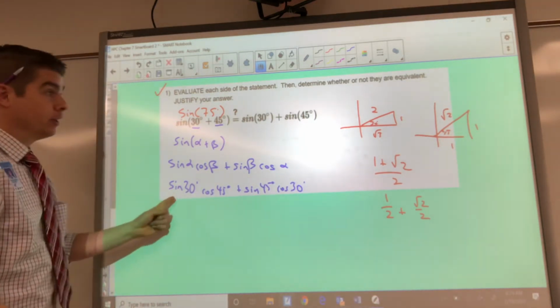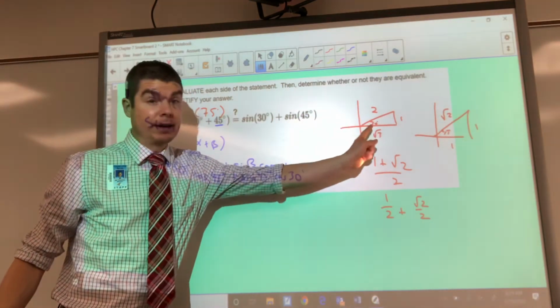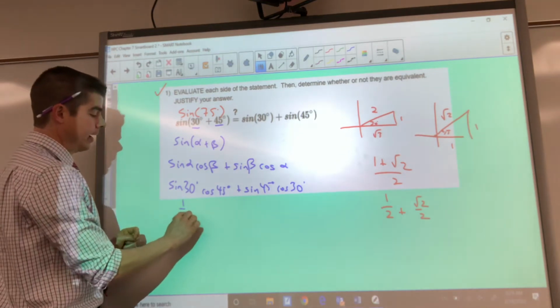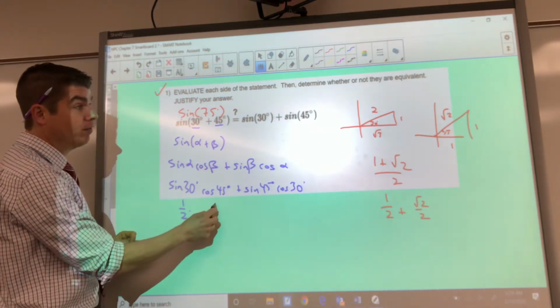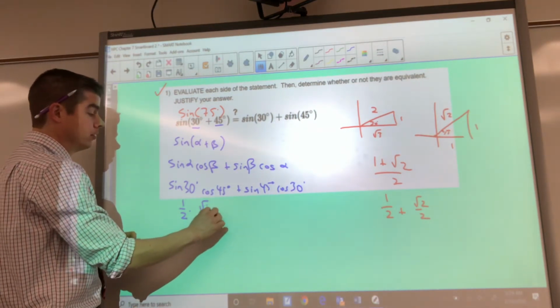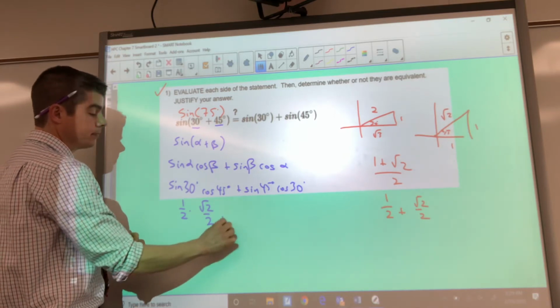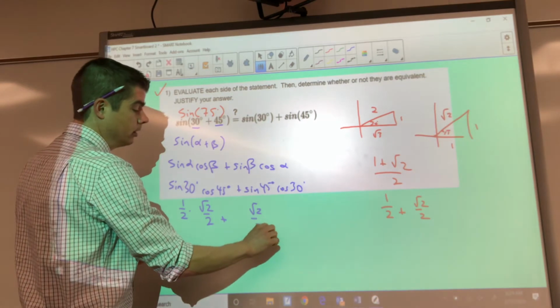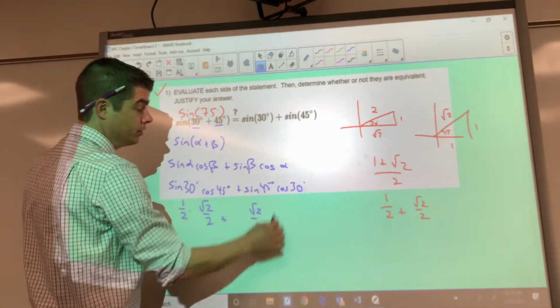Again, I could use my reference triangles for my 30 and my 45. So I know that sine of 30 is 1/2. Cosine of 45 is root 2 over 2, plus sine of 45, there's our root 2 over 2, and then cosine of 30, which is root 3 over 2.